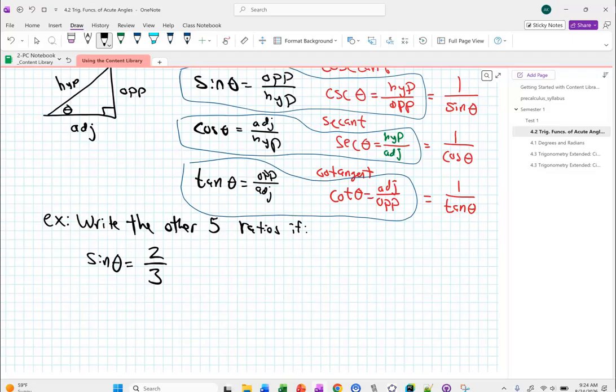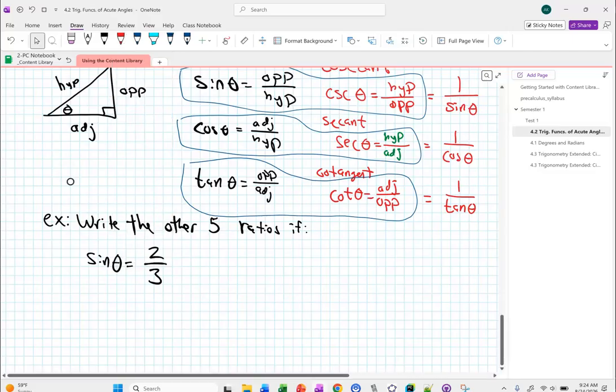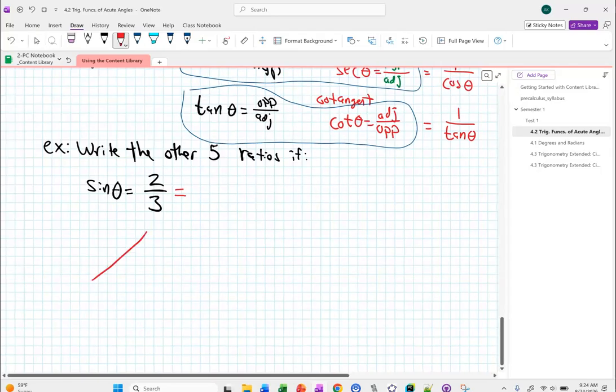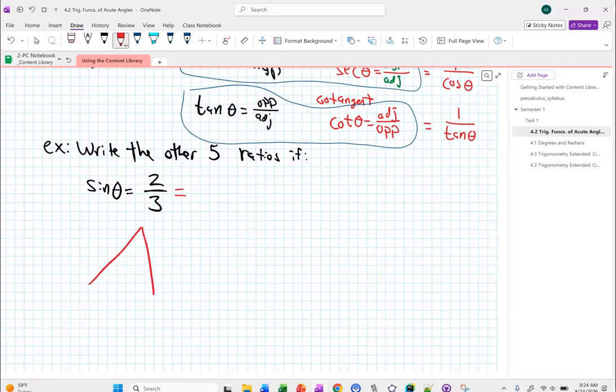So the best way to do a problem like this is to first draw myself a picture. I'm going to draw a right triangle and label one of the acute angles as my theta. Because the trig function I'm given is sine, what is sine again? Opposite over hypotenuse, right? So I know that the opposite side should be 2, and the hypotenuse should be 3.